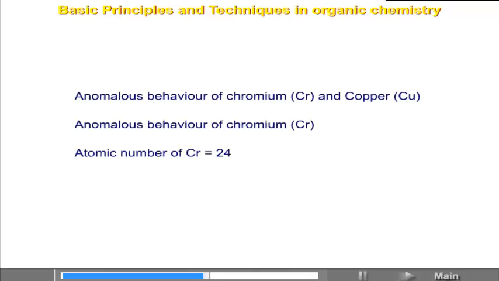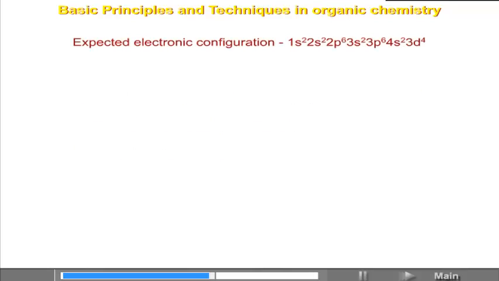Anomalous behavior of chromium, Cr and copper, Cu. First we will consider the anomalous behavior of chromium, that is Cr. Atomic number of chromium is 24. Expected electronic configuration: 1s2, 2s2, 2p6, 3s2, 3p6, 4s2, 3d4.